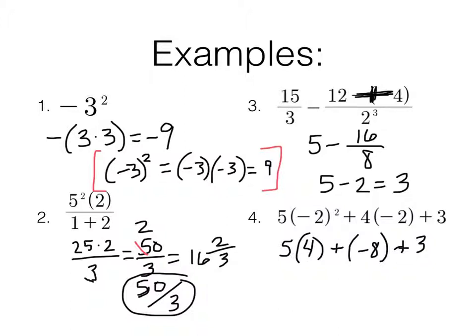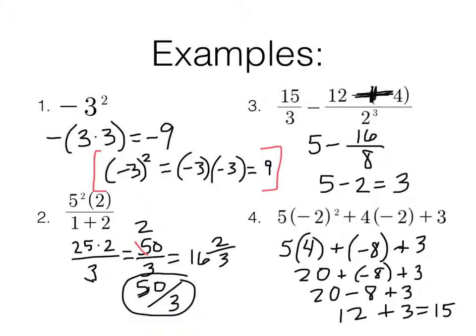All right, so now I've got a multiply step, and then 2 addition steps. So I have 20 plus -8 plus 3. This is the same thing as saying 20 minus 8 plus 3, and we'll do that math straight across. So that's 12 plus 3, 15. So you should have gotten 15 for number 4.